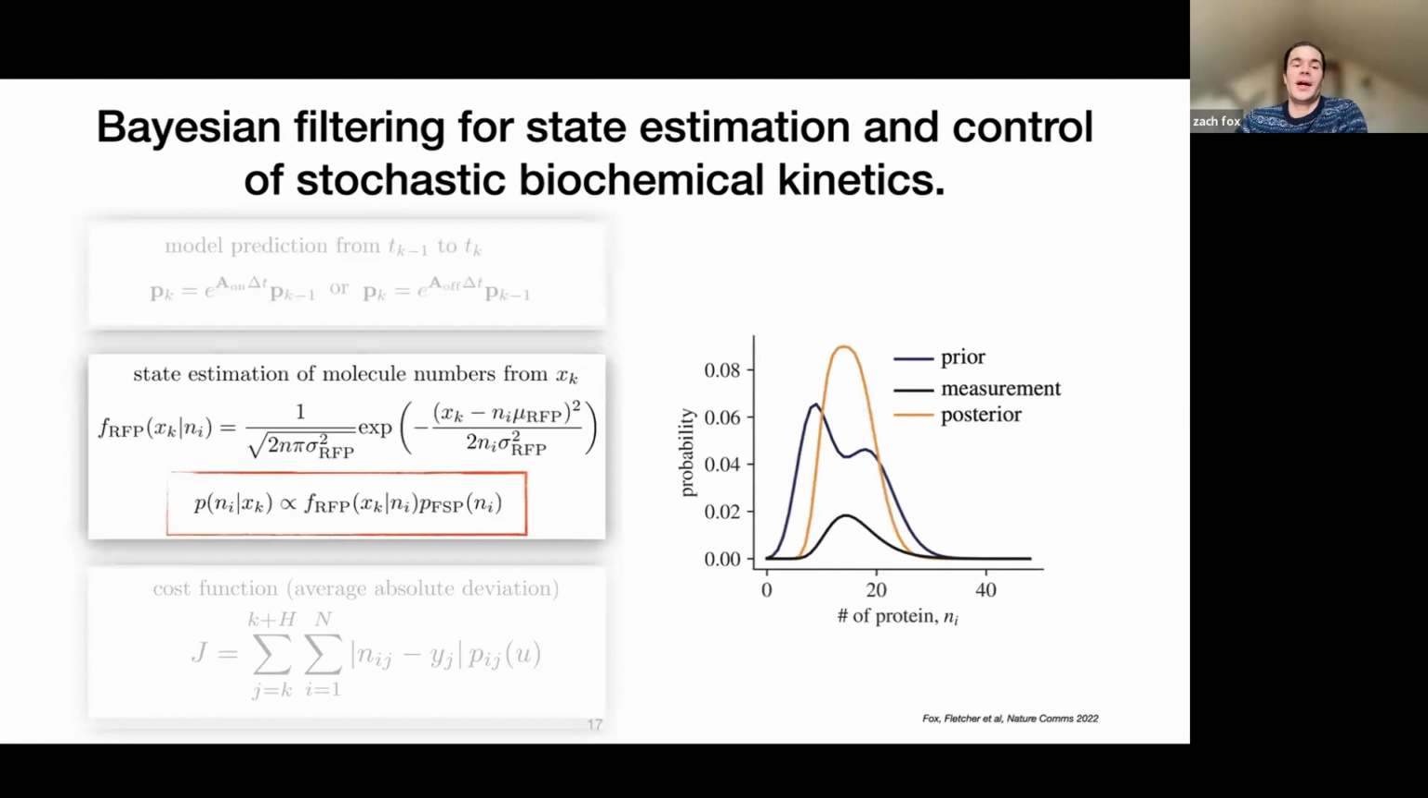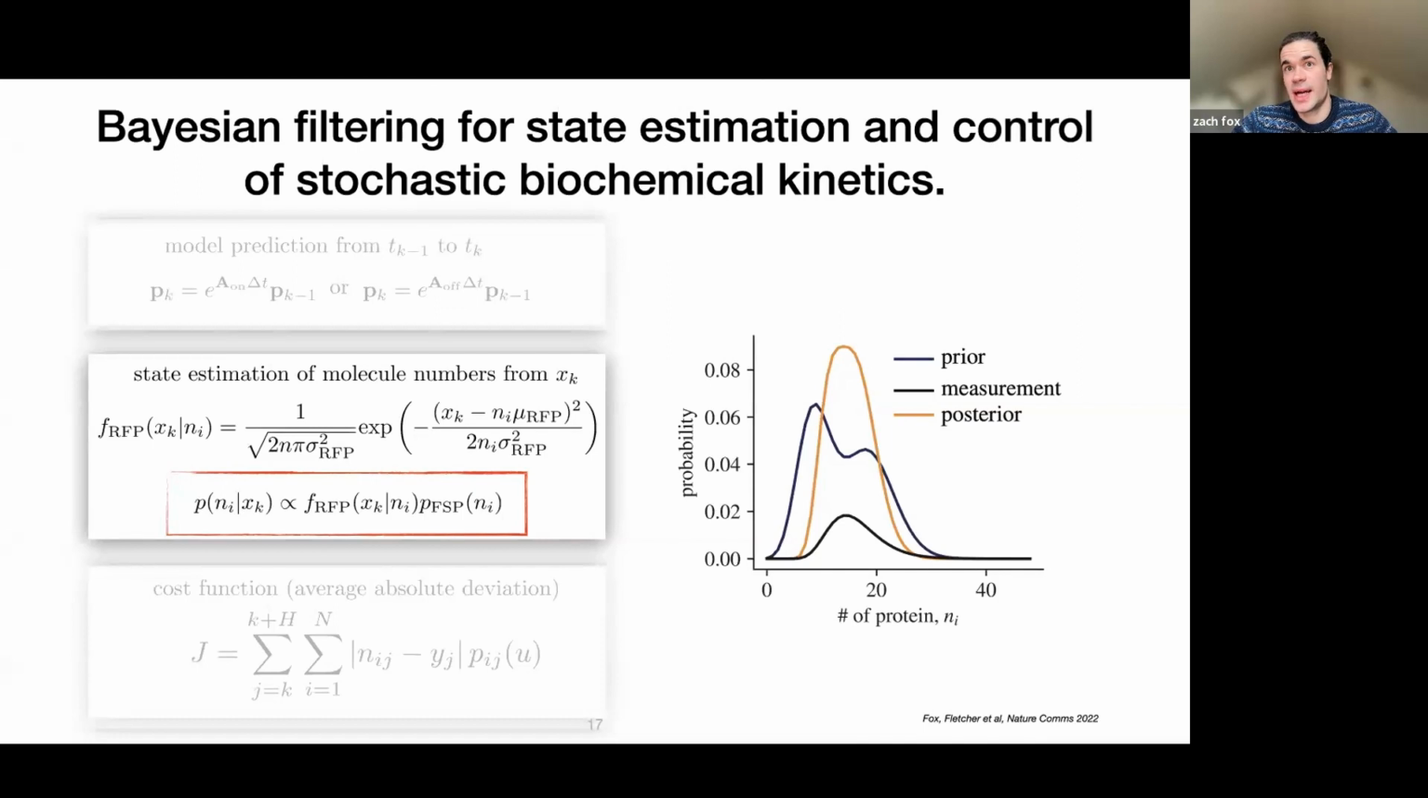Okay, and then I need to estimate the state of my system. So I'm going to use my measurement model, which is this F sub RFP, which gives me the likelihood of observing a particular fluorescence value, which is the thing that I would measure under the microscope, given some number of molecules in a given cell. And then I use my FSP model to give me a prior, right? So my prior at time k is just the propagated estimated state from my posterior at the previous time.